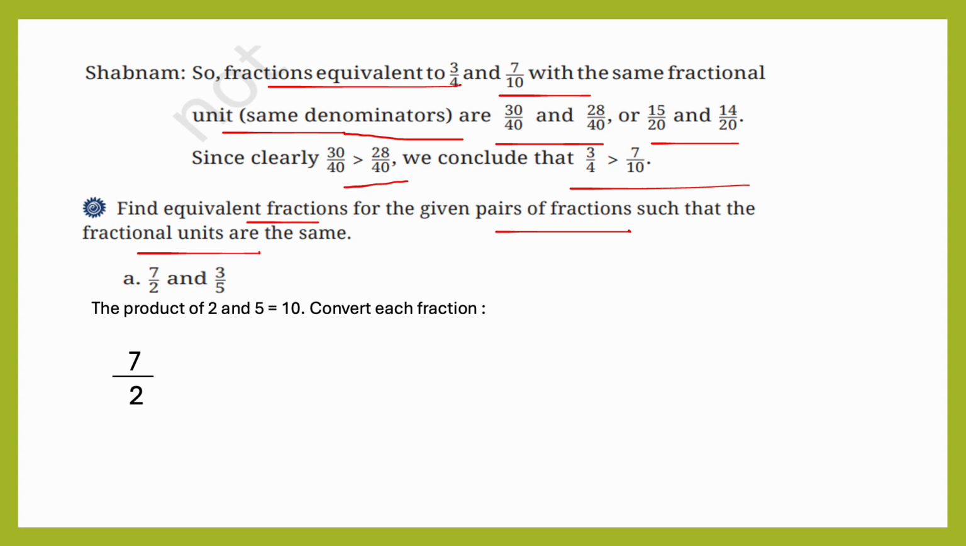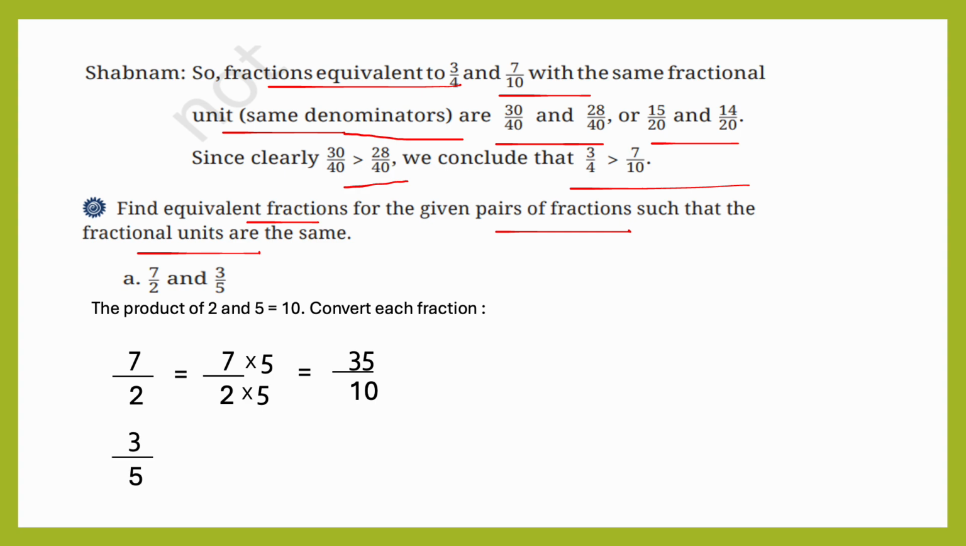See, 2 into 5 is 10, right? So, we have to multiply both numerator and denominator by 5. 7 into 5 is 35, 2 into 5 is 10. So, the equivalent fraction for 7 by 2 is 35 by 10.